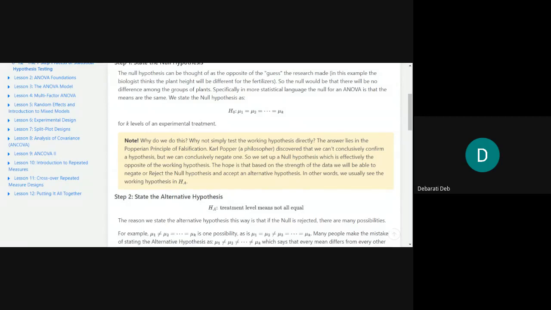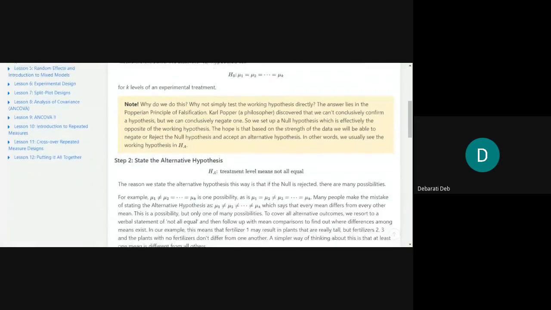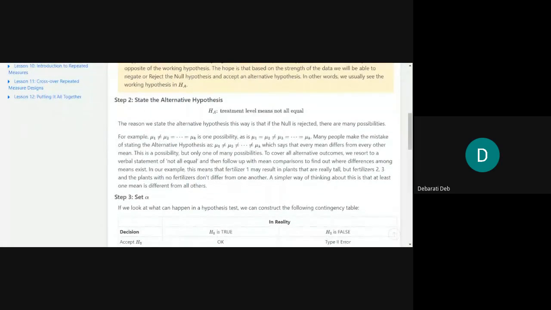In other words, we usually see the working hypothesis in HA. Now this A, which is written in subscript, is called the alternative hypothesis. Okay. So soon we state the null hypothesis, our very next step is to state the alternative hypothesis. Okay. The next step is to state the alternative hypothesis.